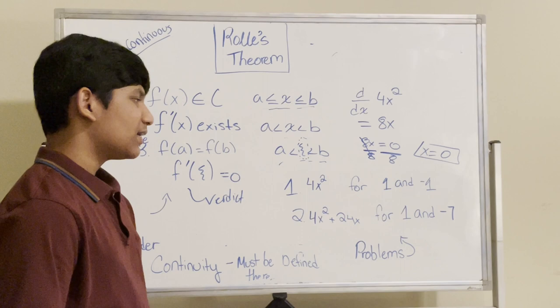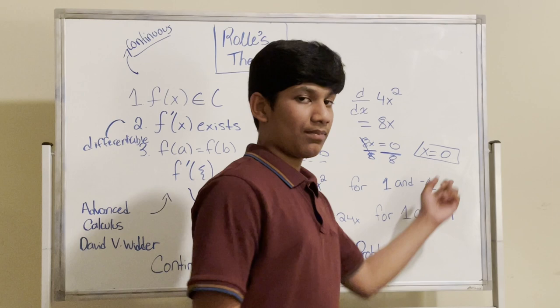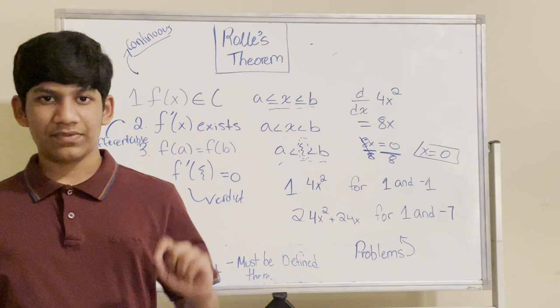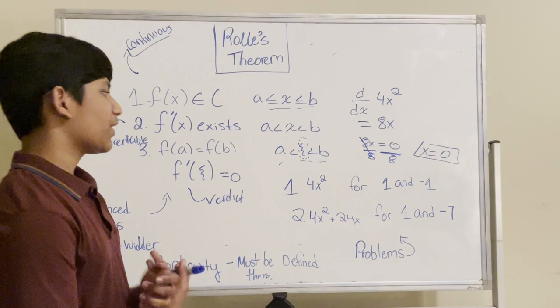x is equal to 0. Now, since x is equal to 0, what does this mean to us? Well, at the point x equals 0, the slope will be 0. That's essentially what they're saying. At the point x equals 0, if we check graphically, the slope will be 0. Okay, now let's do it for the next problem.